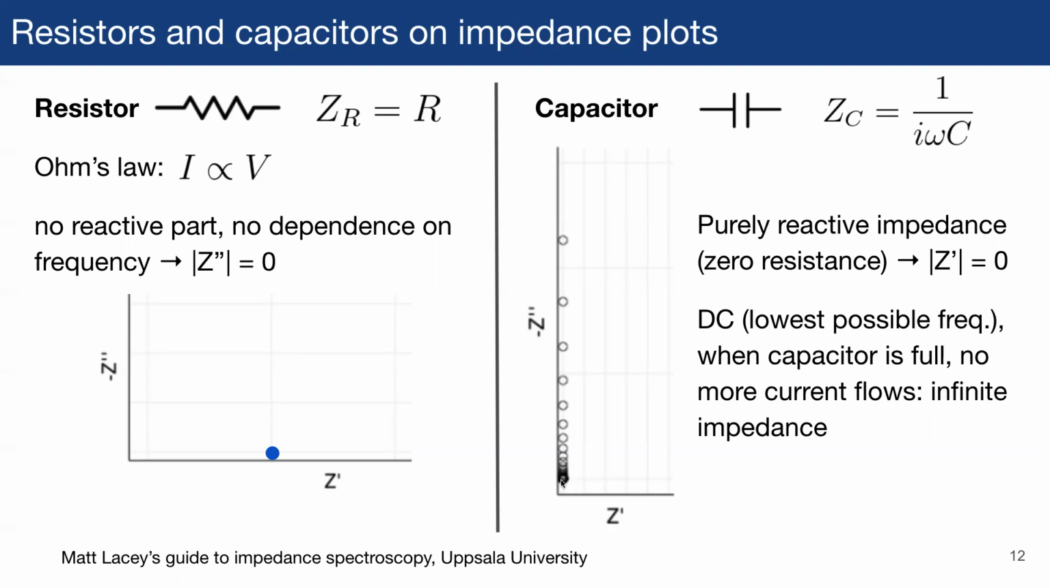At lower frequencies, though, you start to have enough time to fill the capacitor. And when the capacitor is filled, there is no more current. So as we go towards these very low frequencies, the reactive component continually increases. And so the impedance is given by this term here, 1 over i omega C.